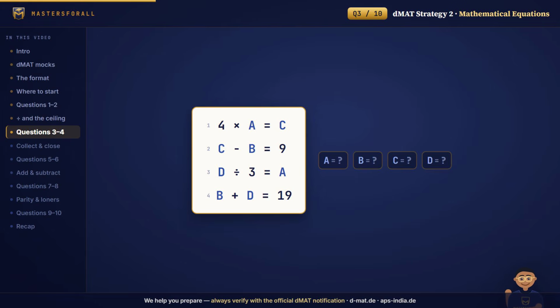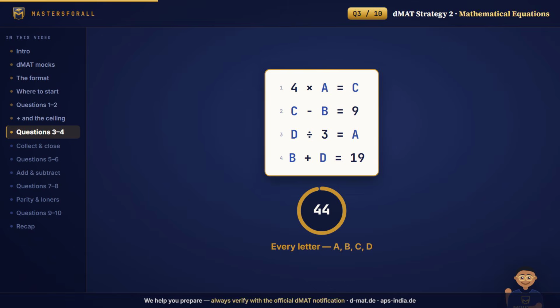Question 3. Find the letter that appears the most before you solve anything. Find A, B, C, and D.